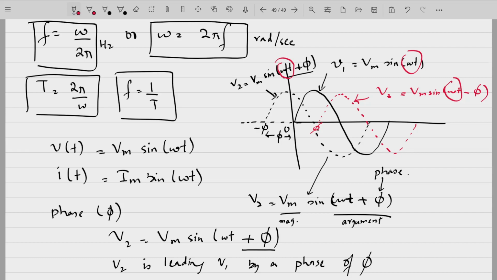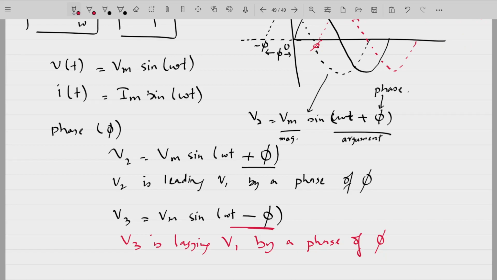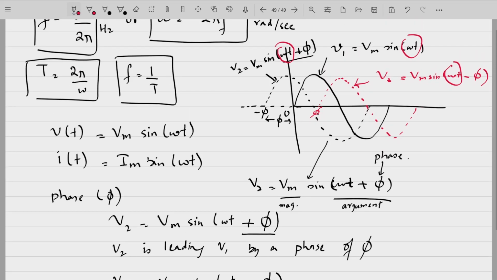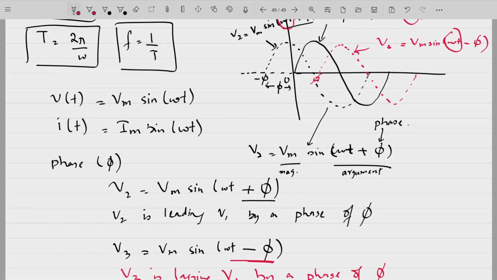Now you can see that V2 has already started, then V1 is starting. So we can say that V2 is leading V1 by a phase of phi. V3 is starting much later as compared to V1. So you can say V3 is lagging V1 by a phase of phi. You can also say that V1 is lagging V2 by a phase of phi. And also we can say V3 is lagging V2 by a phase of 2 into phi. Fine, there is also a difference between V1 and V3, that is 2 phi.